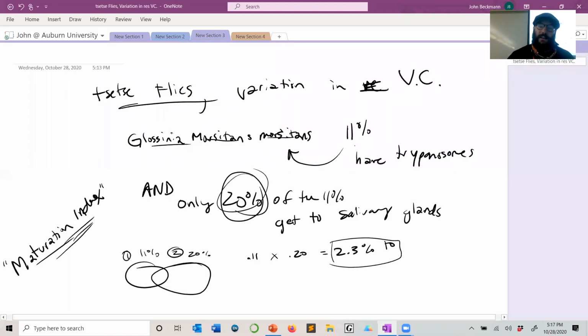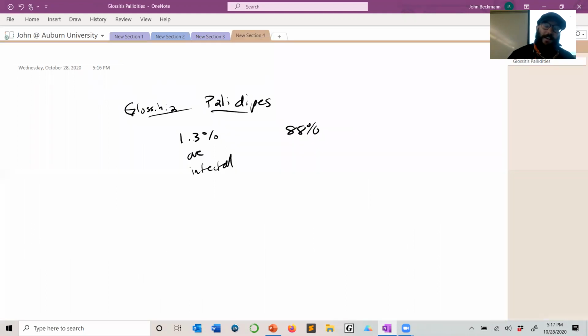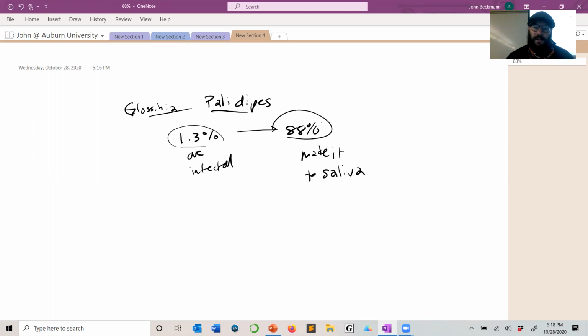In this fly, they're more likely to have it in their guts, okay? But they're less likely for it to mature to the salivary glands. In this fly, they're far more unlikely to have it in the gut, have it in them. But if it's there, 88% of them, a very, very high rate, make it to salivary glands. Okay, so the maturation rate or index here is 88%.